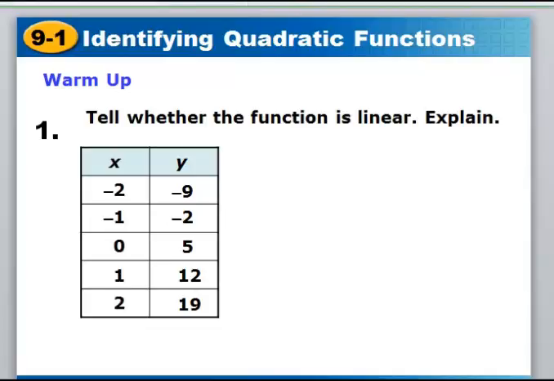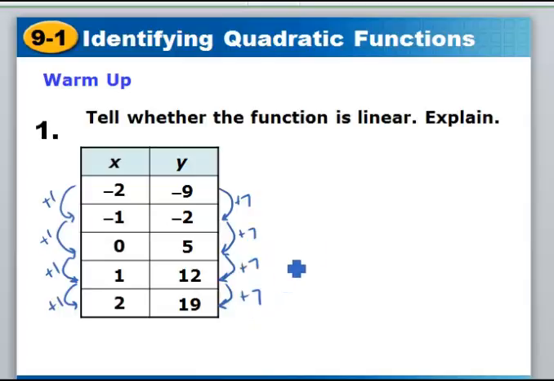We can tell if something's linear if it is increasing by a constant amount. So on this side you can see the x is increasing by a constant amount of 1. Now in order for this to be linear, the same thing has to hold true on the other side. It doesn't have to be increased by 1, but it has to be a constant amount the whole way through. So from negative 9 to negative 2 is a positive 7, and from negative 2 to 5 is a positive 7. And then we have another positive 7 and another positive 7. So this one is linear, and the reason being is that both the x and y values are increasing at a constant amount.